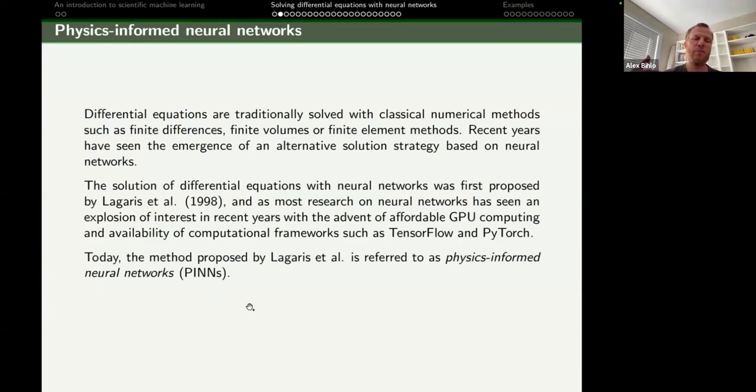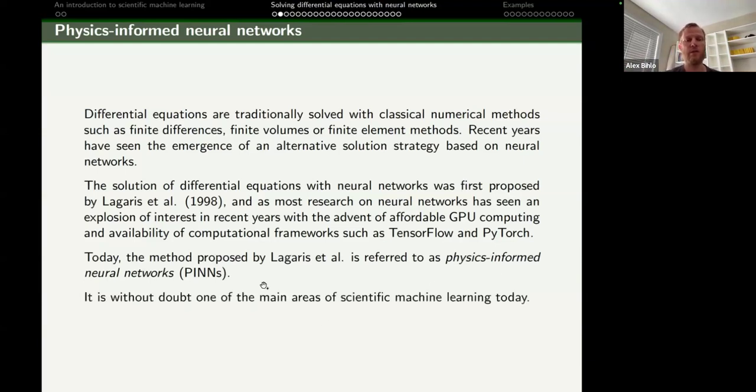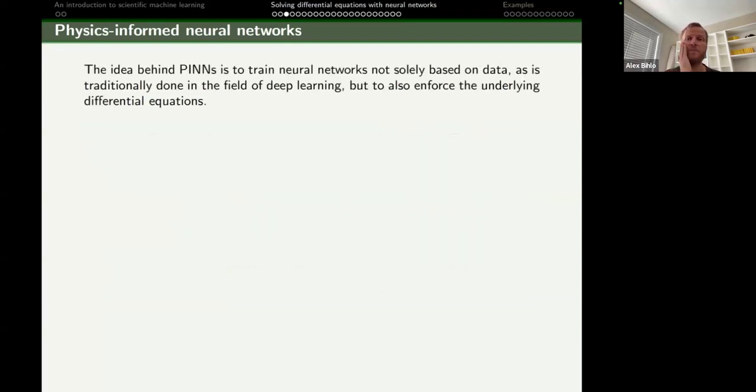I'm not saying I'm personally a fan of calling it physics-informed. I would call it differential equation-informed neural networks because of course, not every differential equation is related to physics. But that's the name that everybody's using, so obviously I will use it as well. And this is already, as I indicated, because scientific machine learning tries to solve problems that involve differential equations. Of course, physics-informed neural networks are one of the main areas of scientific machine learning today.